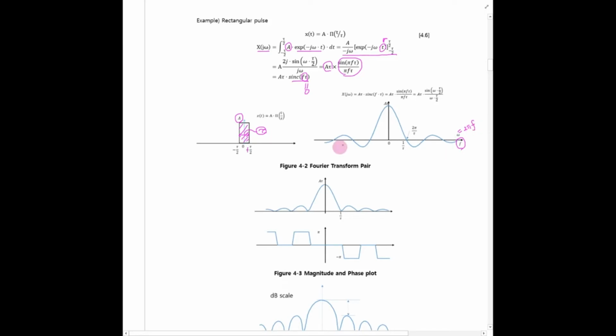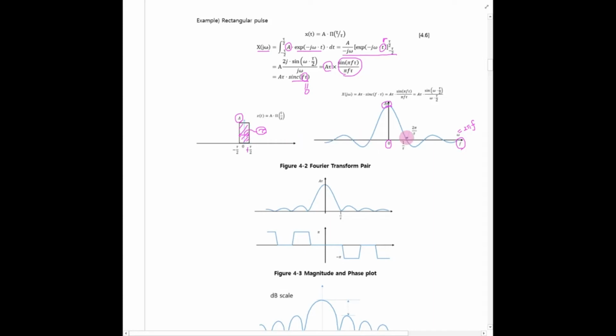So the frequency axis can take omega or f. The lower axis uses f, and the upper side I refer to as omega. At the DC component, f is 0. In that case, the peak value is A tau. This peak value corresponds to the area of this rectangular pulse.